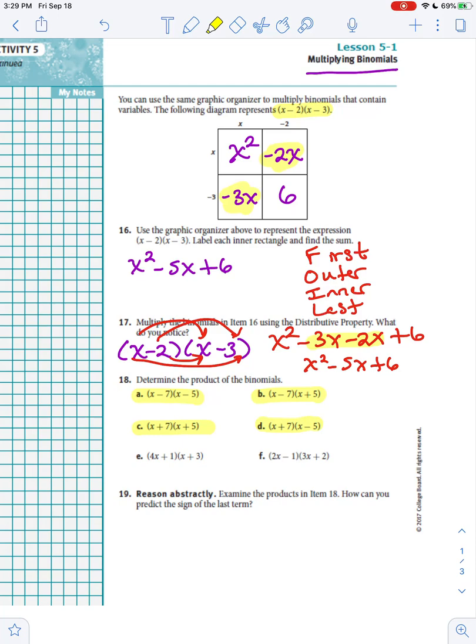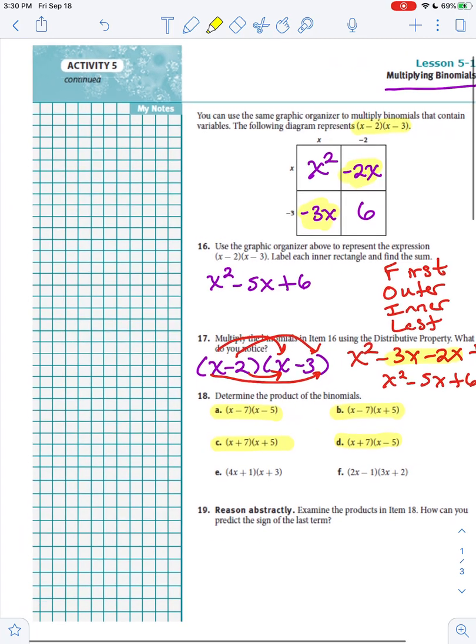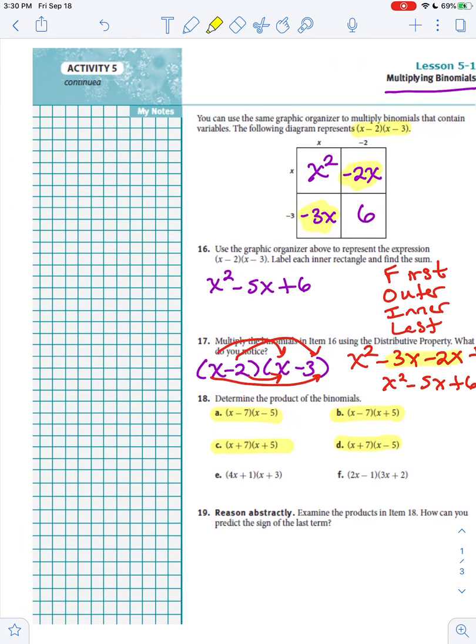We have some where both 7 and 5 are negative. We have one where both 7 and 5 are positive. And then we have different signs. Part B, the 7 is negative, and part D, the 5 is negative. So we're going to look at how those answers change and maybe do a little predicting on the third term for those. All right, so I'm going to come up to the top here and start with 18A.